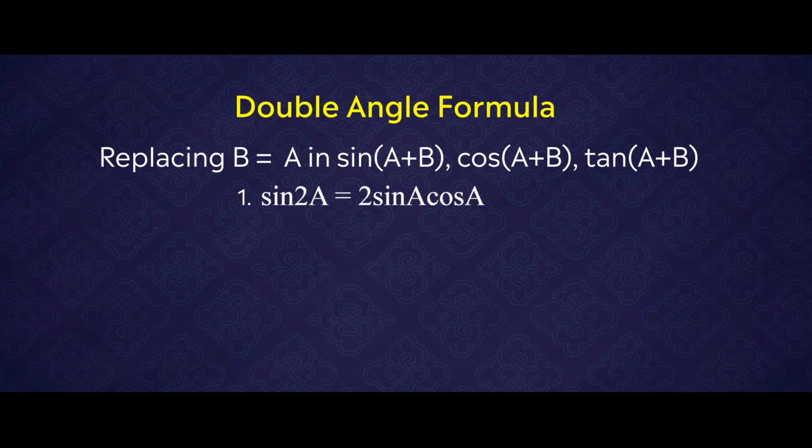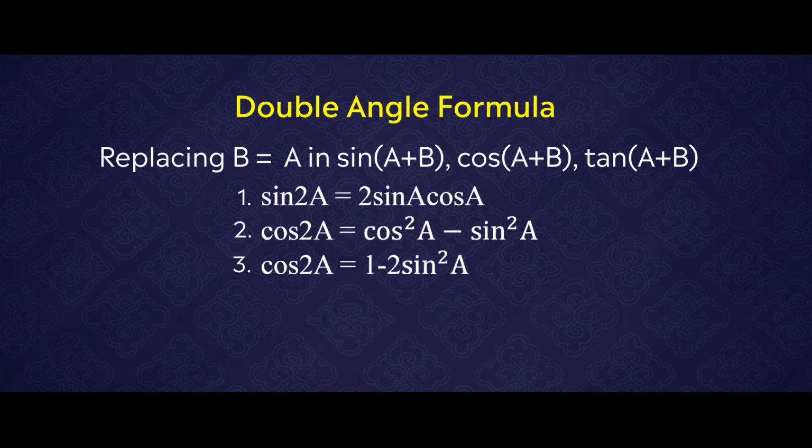Then, because we can replace B with A, we get the double angle formula. It is called the double angle formula because there is twice the angle A. So, sin 2A is 2 sin A cos A. Then cos 2A can be evaluated using these three formulas: cos square A minus sin square A, another one is 1 minus 2 sin square A, and 2 cos square A minus 1. So, whichever is appropriate according to the question, you can use either of these.